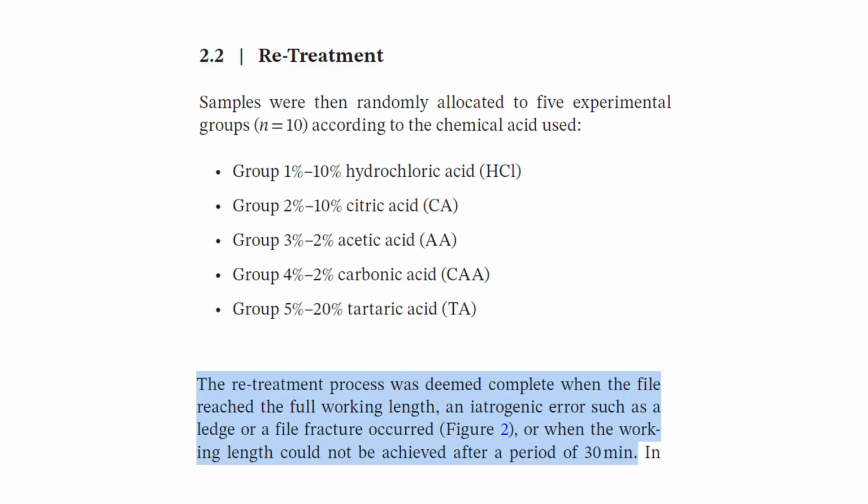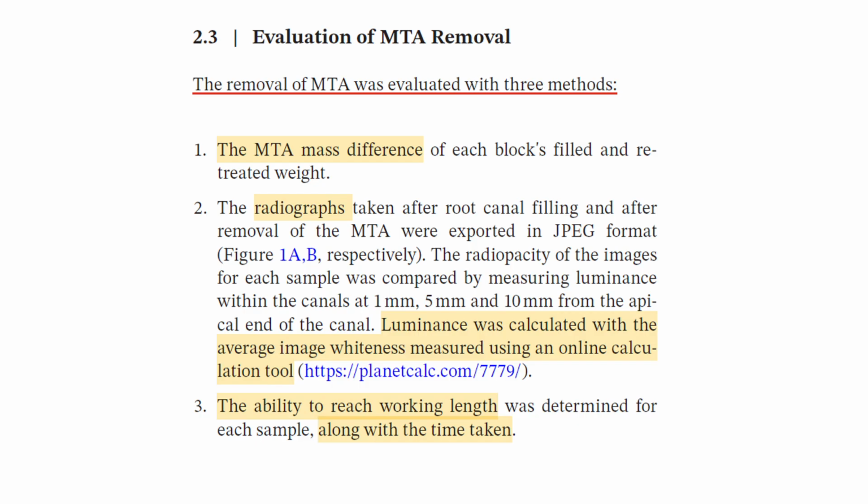The retreatment process was deemed complete when the file reached the full working length, an iatrogenic error such as a ledge or file fracture occurred, or when the working length could not be achieved after a period of 30 minutes. The removal of MTA was evaluated with 3 methods: the MTA mass difference, radiographs using luminance or radiopacity at different levels from the working length, and the ability to reach the working length and the time taken.